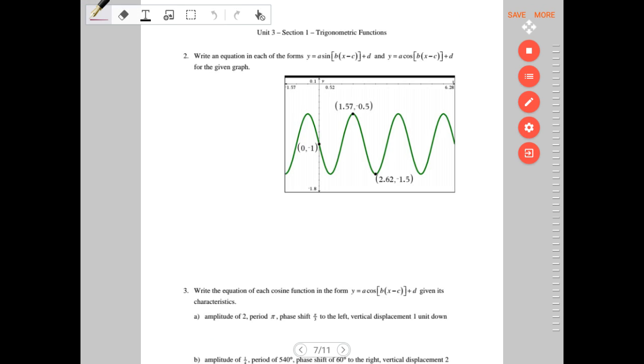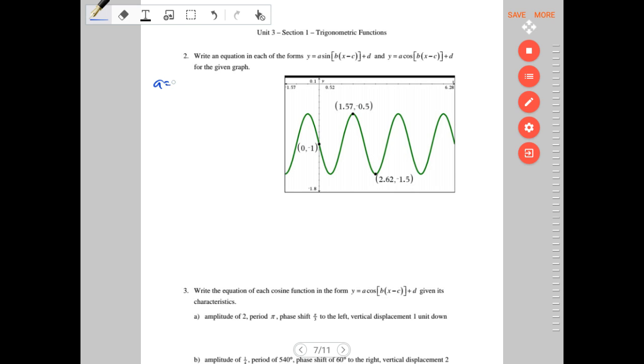Okay, write an equation in each of the forms y equals a sine b and y equals a cos of the b x minus c plus d for the given graph. Okay, so what we need to do then is figure out what a, b, c, and d are. All right, so let's start with a.